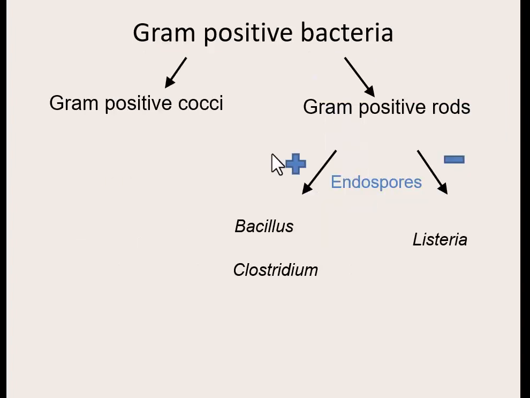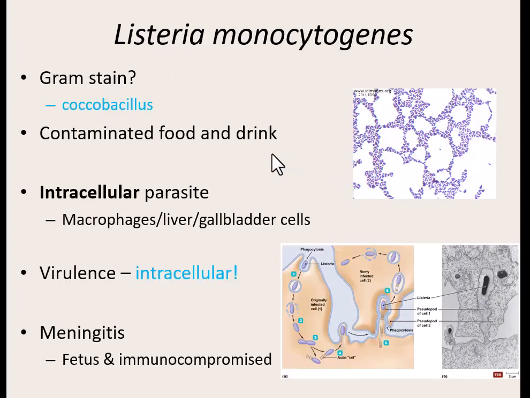Our last group are the gram-positive bacilli that don't make endospores, and there are 4 of them. The first one is Listeria, and there's only one Listeria that causes human disease. It's Listeria monocytogenes. It's a coccobacillus, so it's like a short little rod. And the number one way we pick it up is contaminated food and water, or food and drink. I shouldn't just say water.